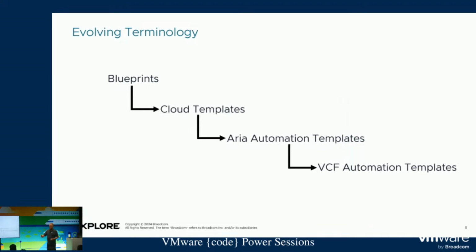What we now, as of today, call an Aria Automation template used to be originally called a blueprint. And as you can see, we changed the name several times along the way because we're VMware, we love changing names. But the reason why I put this slide up here in front of you is if you're going to use the VCF Automation API, you need to know the word blueprints. Because even though publicly we've gone through all these different names, the API has always called them blueprints.